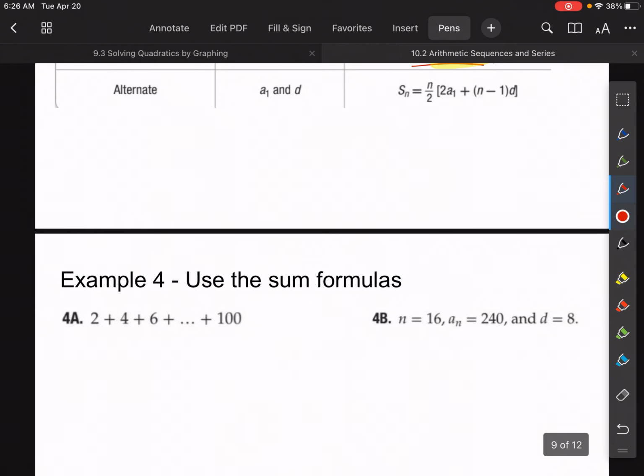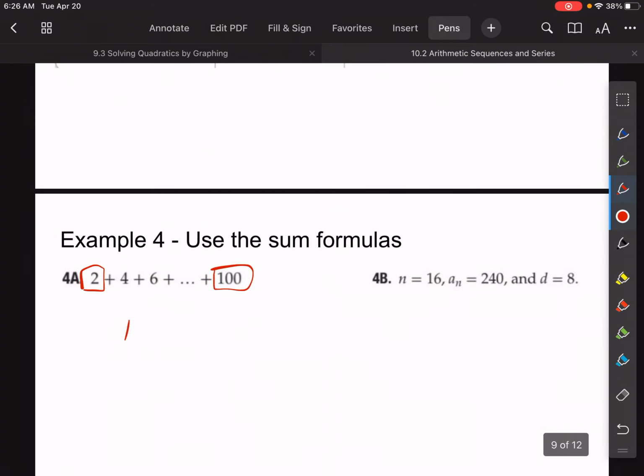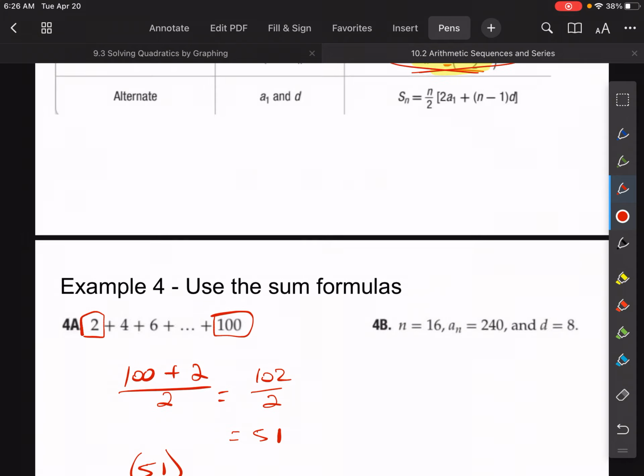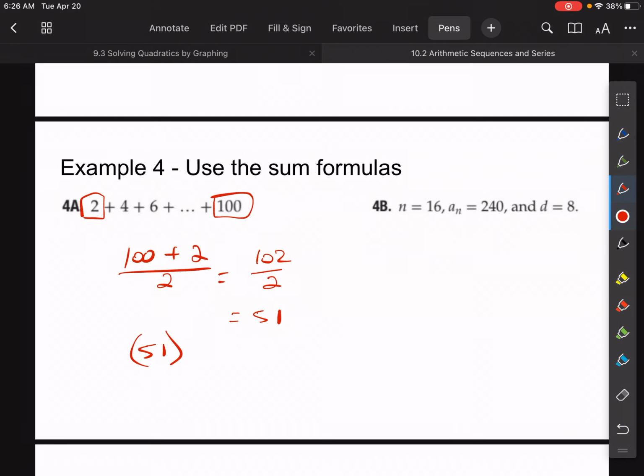What we're going to do is we're going to take the first term, we're going to add it to the second term, then divide by 2, just like it says to do here. We're finding the average. So 100 plus 2 divided by 2 is equal to 102 over 2, which is equal to 51. Now we're going to take that 51 and we have to multiply it by our n. So how many terms were there in this sequence? Okay, so that could be a little bit tricky to find.